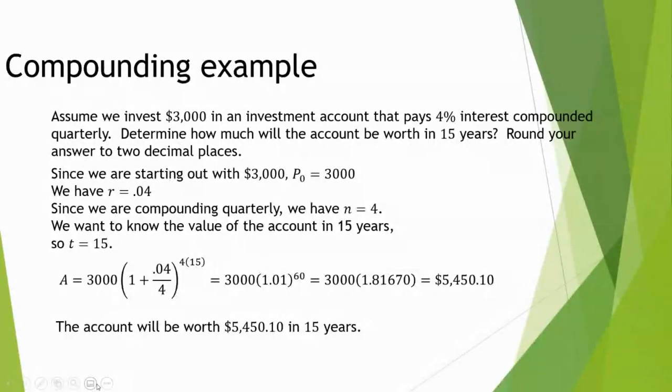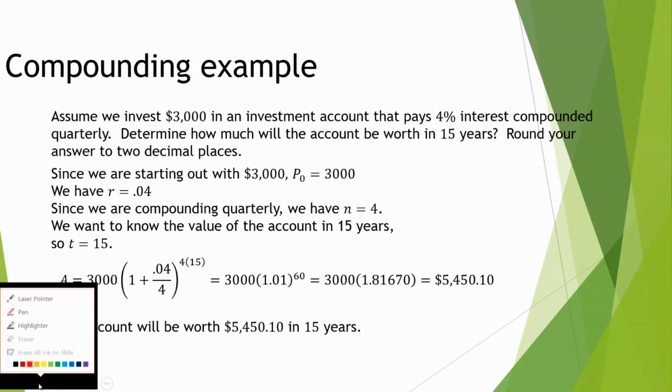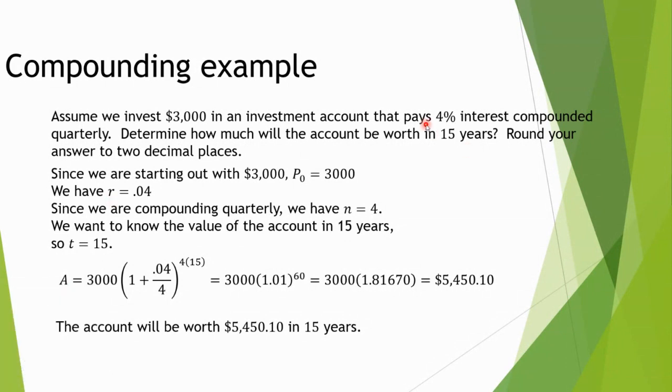Okay. And again, our R, right? That's our APR, 4% interest. This is 0.04. Now we're compounding quarterly. I think I said already, but I'll say it again just in case. When you're compounding quarterly, that means it's compounded 4 times each year. So N is 4 in this case. Now we want to know what's going to happen after 15 years. We want to know how much is in the account in 15 years.